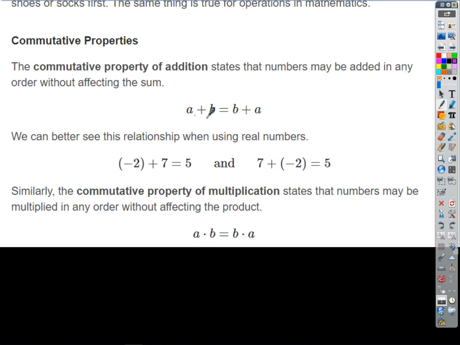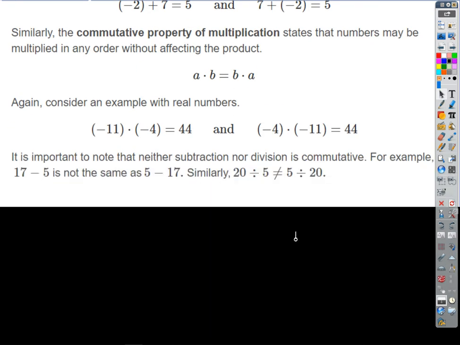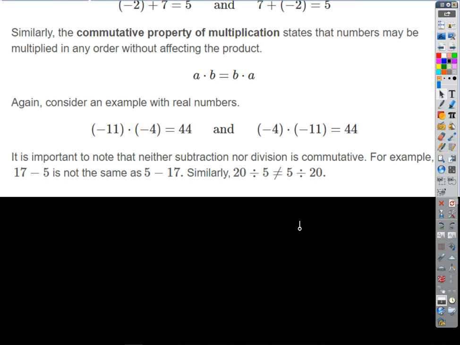Same thing with multiplication. What about subtraction? Does it work for subtraction? Oh, it doesn't, does it? Doesn't work for subtraction. It works fine, obviously, for addition and multiplication, but if I try it with subtraction, I get different results. 17 minus 5 is not the same as 5 minus 17. What about division? 20 divided by 5 is not equal to 5 divided by 20. So you cannot commute subtraction and division.